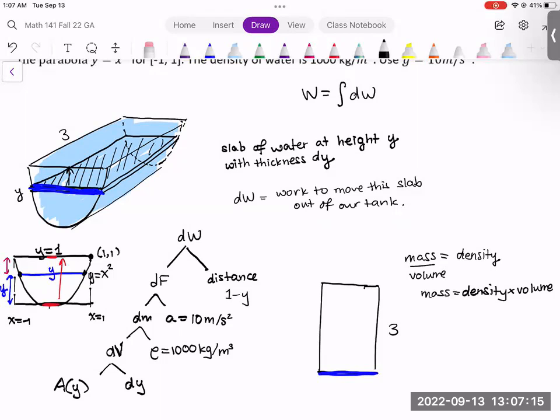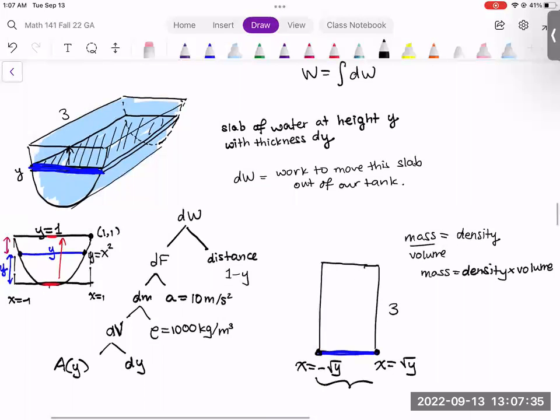Okay, and so what we're going to do is just find the change in our x values from the right to the left. On the right-hand side, we have x equals square root of y, and on the left-hand side, we had x equals negative square root of y. So this total length is going to be square root of y minus negative square root of y, or 2 square root of y. So our area here is going to be 6 square root of y.